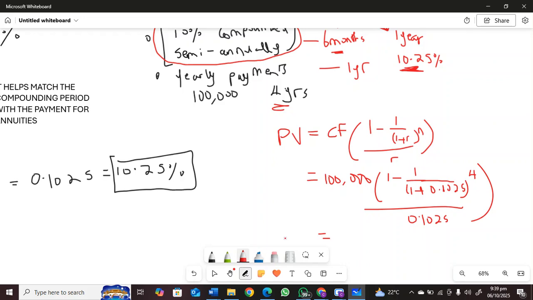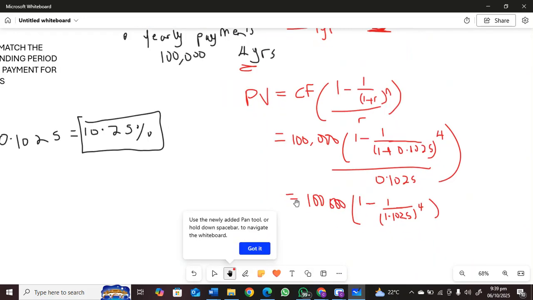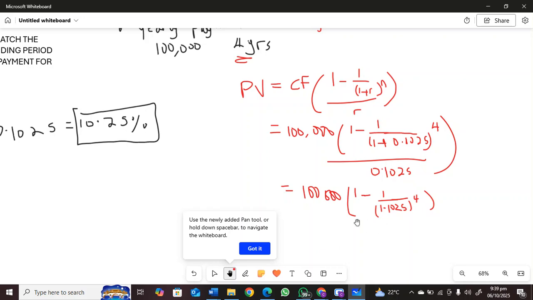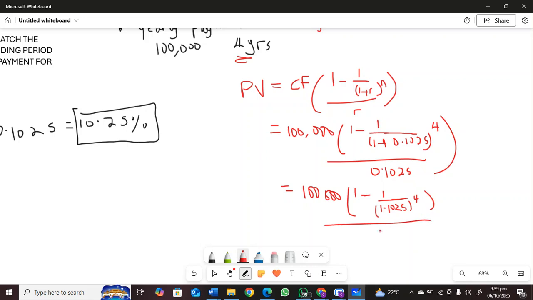Has anyone got a value? Let's see, 100,000, open brackets, 1 minus 1 over 1.1025 to the power 4, over 0.1025. Let me hear your answers.